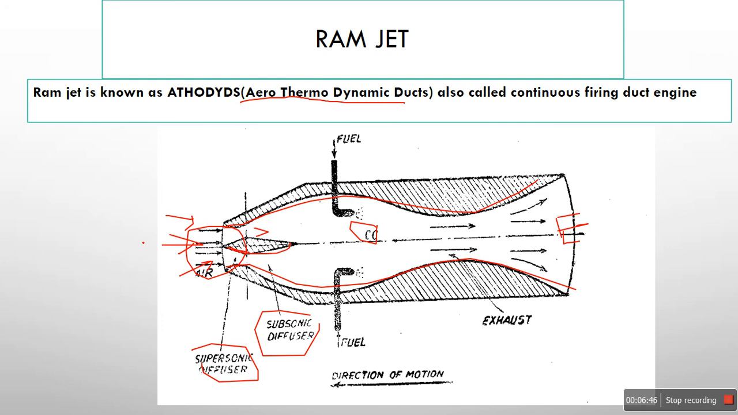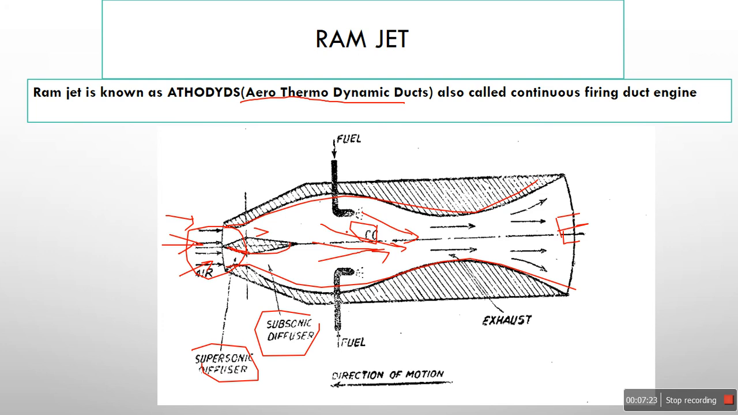Then the air pressure is further increased in the subsonic diffuser. The remaining part of the duct is the subsonic diffuser, and it increases the temperature of the air above the ignition temperature. Further, that compressed air flows into the combustion chamber. That high pressure, high temperature air comes in contact with the fuel, and the combustion products are formed. The fuel air mixture is then ignited by means of a spark plug. Thus burning of fuel takes place in the combustion chamber.